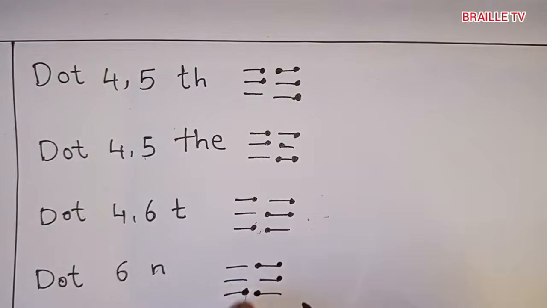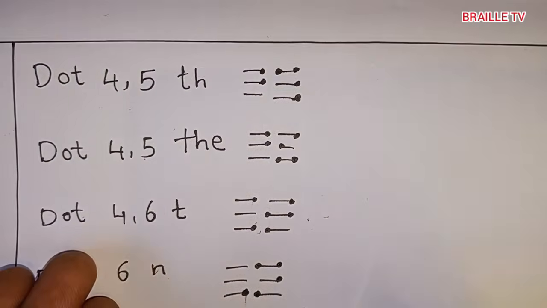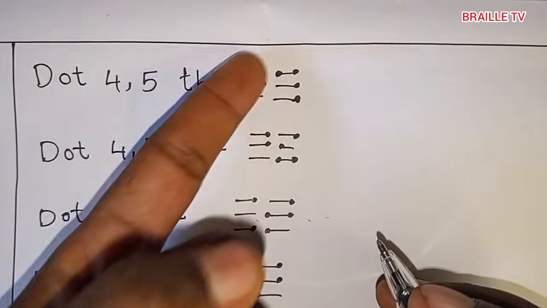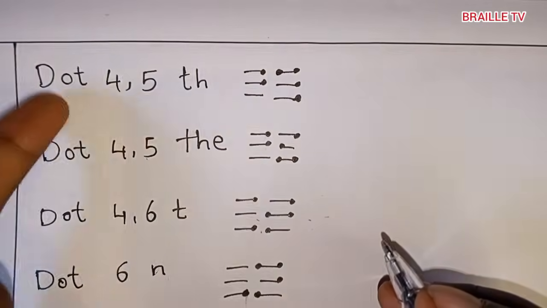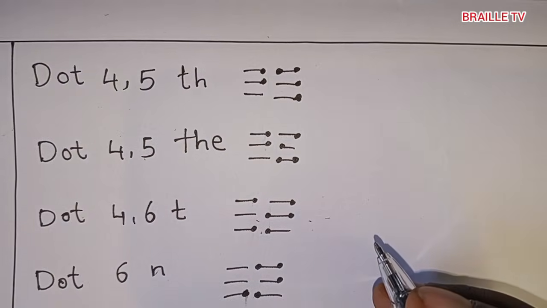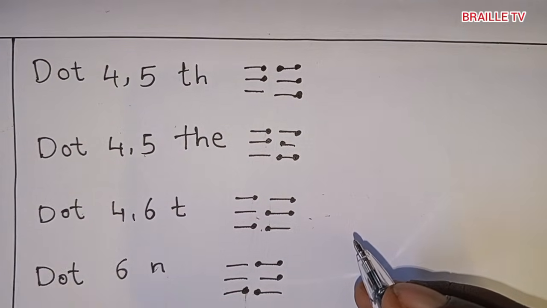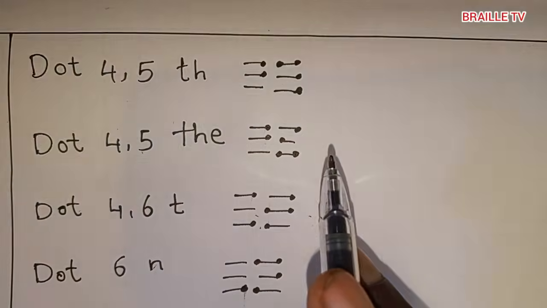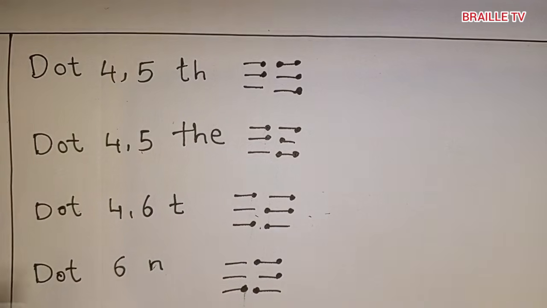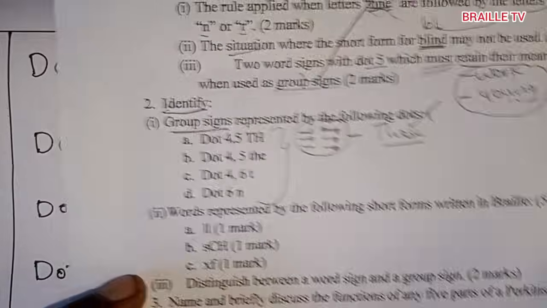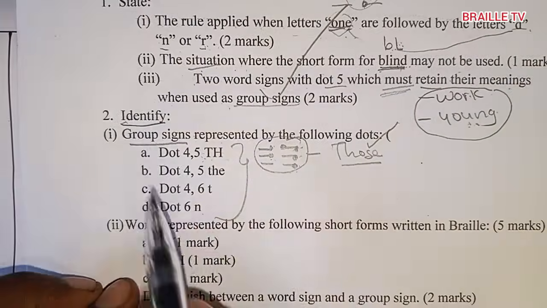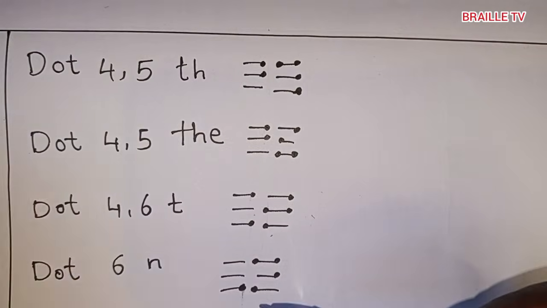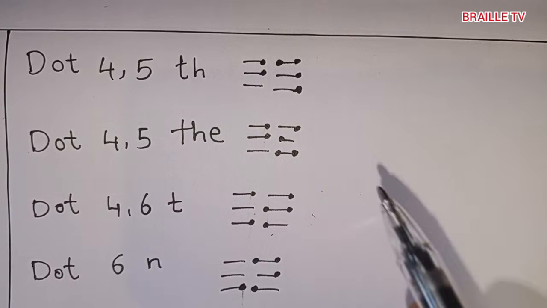Now this what we have written here is just what is written here, but now here we have expressed in there dots now. .4, .4, .5, .5. TH ndio hii. So this and this are the same thing. But now the question was asking us to identify ama tuseme hizi ni dot. Now what group signs are these now? Okay? Hizi ni group sign gani? That was the question. Let us read again. We were asked identify group signs represented by the following dots.